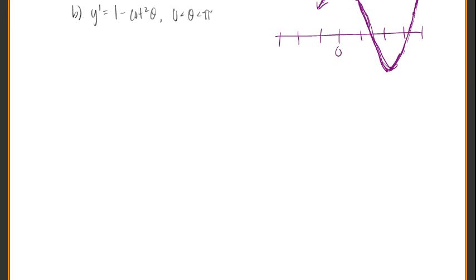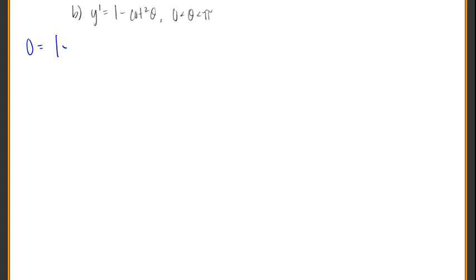In part B, again, we were given the first derivative. So let's start out by setting it equal to 0. So 0 equals 1 minus cotangent squared theta. And we want to set this equal to 0 and solve for this. So cotangent squared theta is equal to 1. So when does cotangent theta equal plus and minus 1? Well, cotangent theta will equal 1, and then cotangent theta will equal negative 1.